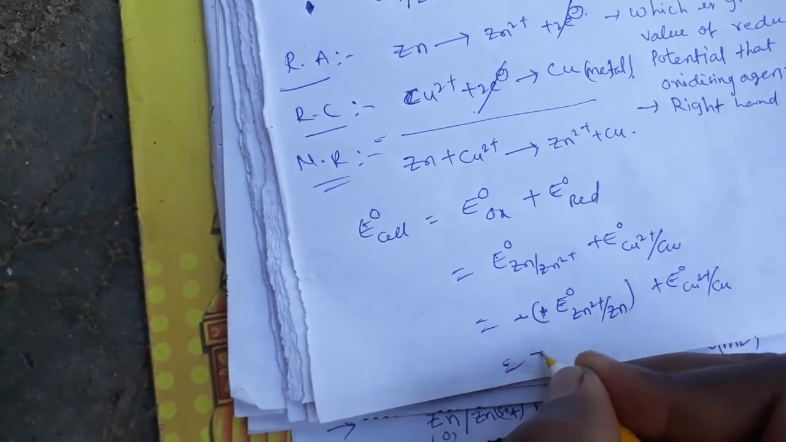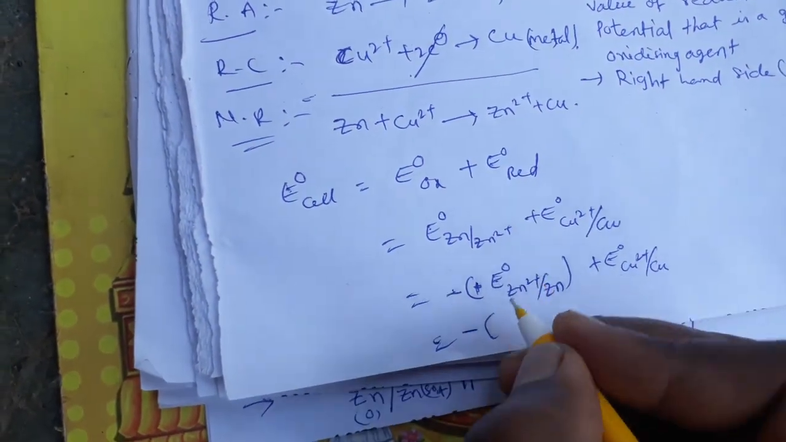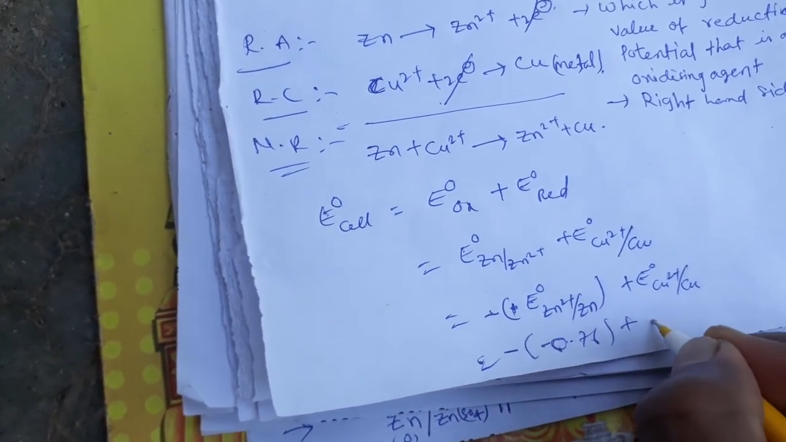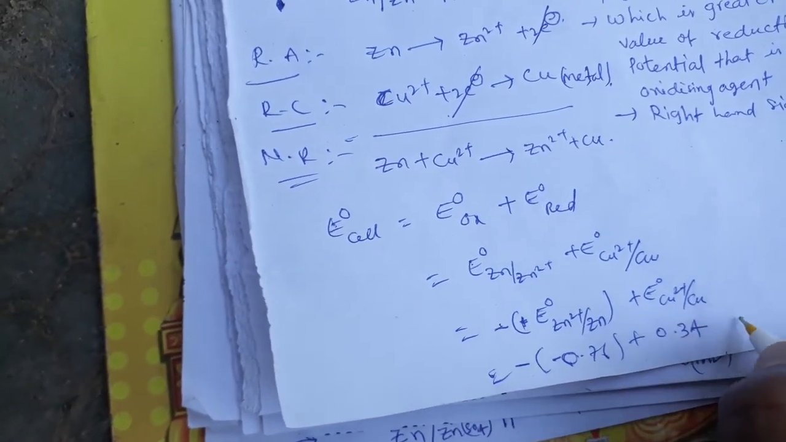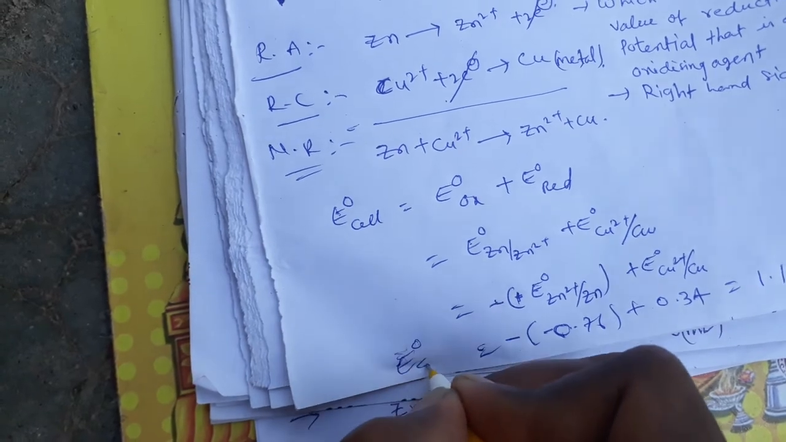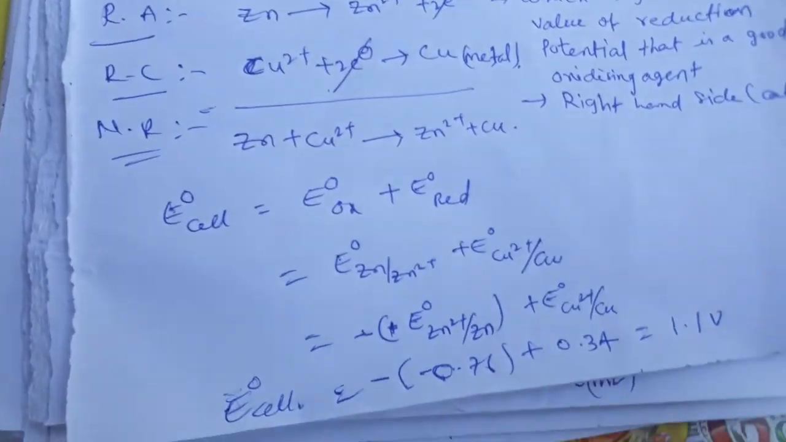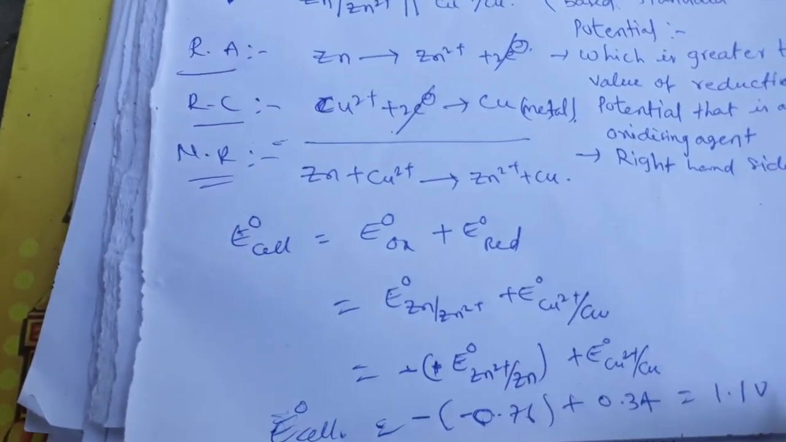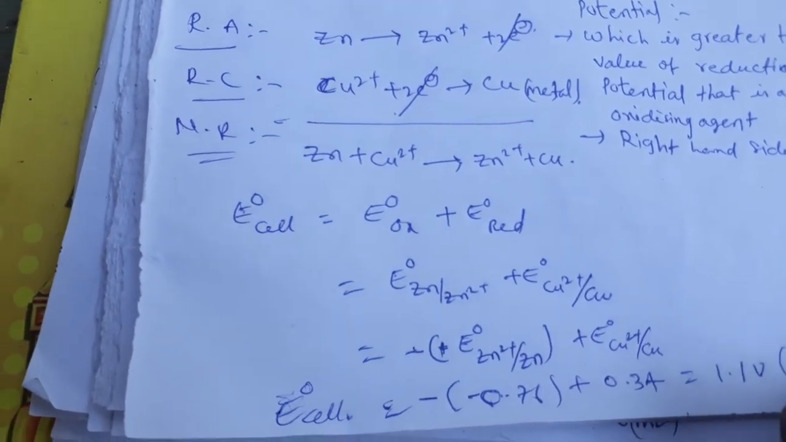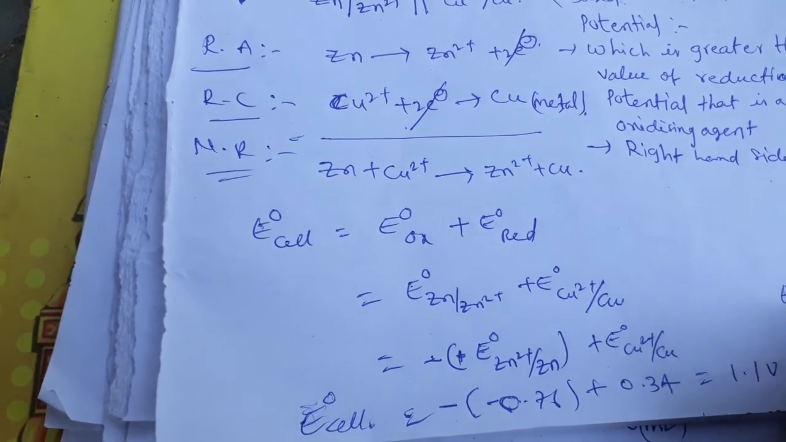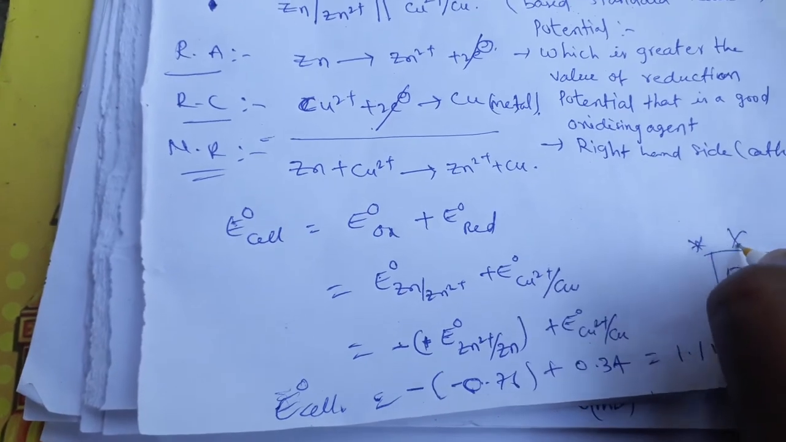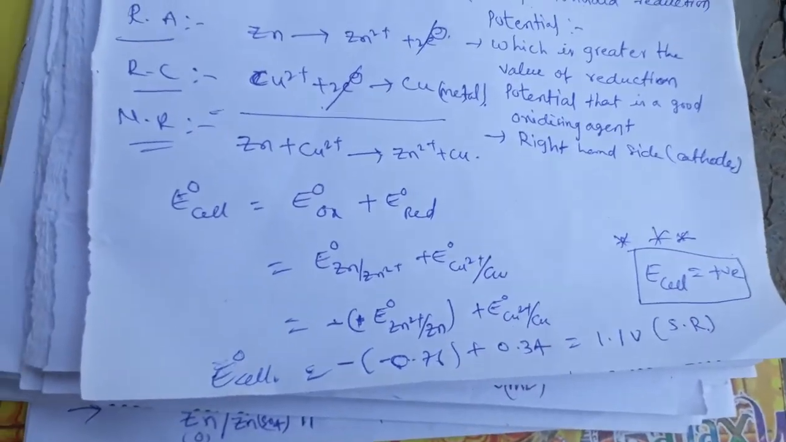So minus of the given value for zinc is minus of minus 0.76 plus 0.34, which is equal to 1.1 volt. So due to the combination of these two cells, a voltage of 1.1 volt is generated. So this is a spontaneous reaction. Why is it spontaneous? If E cell is positive, that means it is a spontaneous reaction. Whenever E cell comes positive, that means spontaneous reaction.